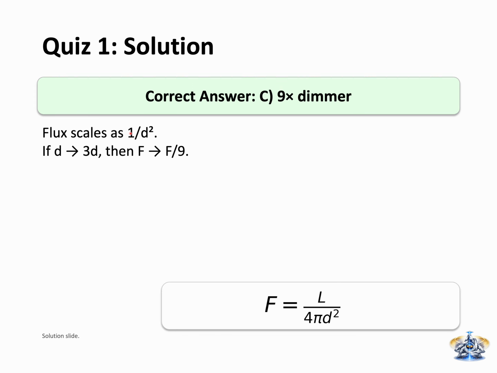Flux falls with the square of distance. So tripling distance makes the flux 9 times smaller. That is why distance is brutal. Even small increases in distance kill brightness fast.